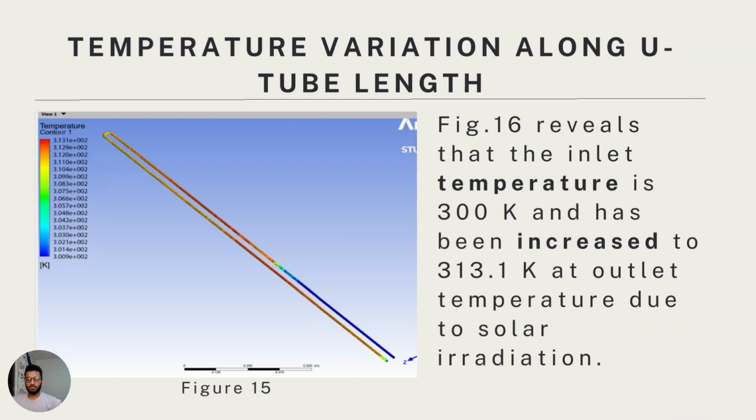Moving on to the temperature distribution of the working fluid inside the U-tube along the flow direction, which is shown in the figure. It can be perceived that water with a lower temperature goes into the inlet of the U-tube and flows along the tube towards the outlet. The figure reveals that the inlet temperature is 300 Kelvin and has increased to 313.1 Kelvin at the outlet due to the solar radiation.